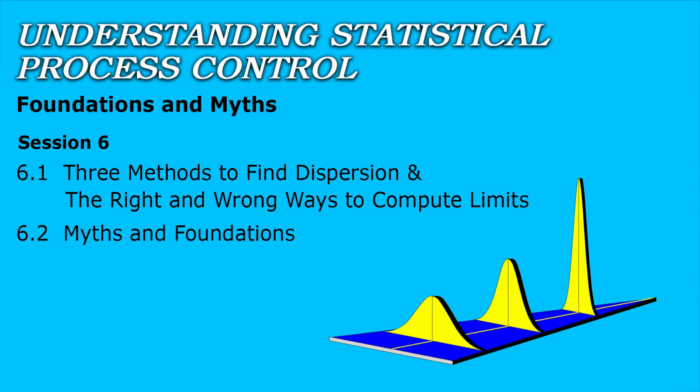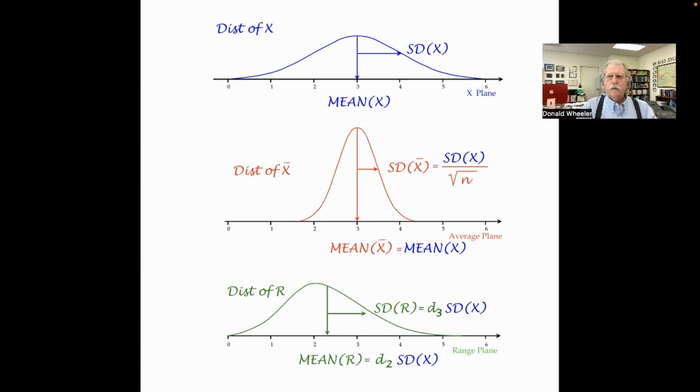This session will use the Understanding SPC text and the SPC workbook. We begin on page 24 of the workbook. In this session, we will be talking about the three methods for estimating dispersion and the resulting correct and incorrect ways of computing limits for a process behavior chart. I'd like to begin on page 24 in the workbook, where we filled in this information earlier.